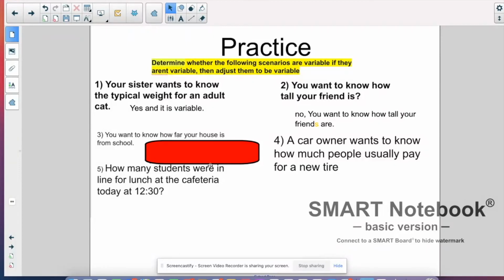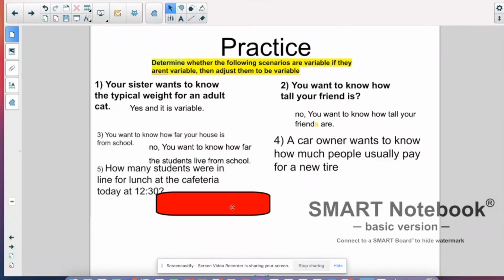Number 3, you want to know how far your house is from school. Is this a statistical question? No, it is not. It is not variable. There is only one answer for the following question. So how can we change it to be a statistical question? Maybe you say you want to know how far the students live from school. So we're looking for more than one group of students.